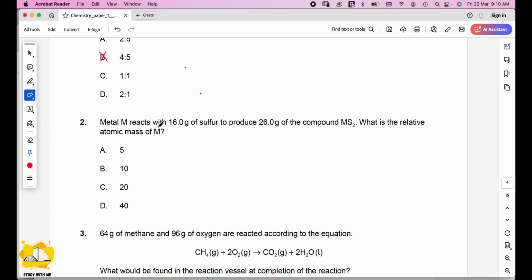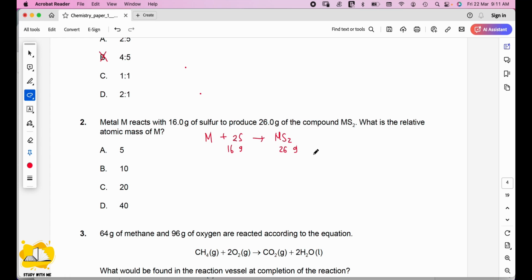For number 2, the reaction is between metal M and sulfur, producing MS2. To find the relative atomic mass of metal M, you need to write the chemical equation of this reaction first. Then don't forget to balance it, so you get the correct mole ratio. The mass of sulfur is 16 and the mass of MS2 is 26 gram.